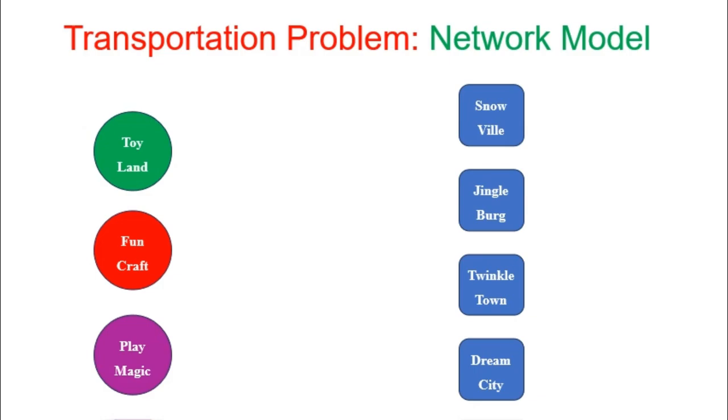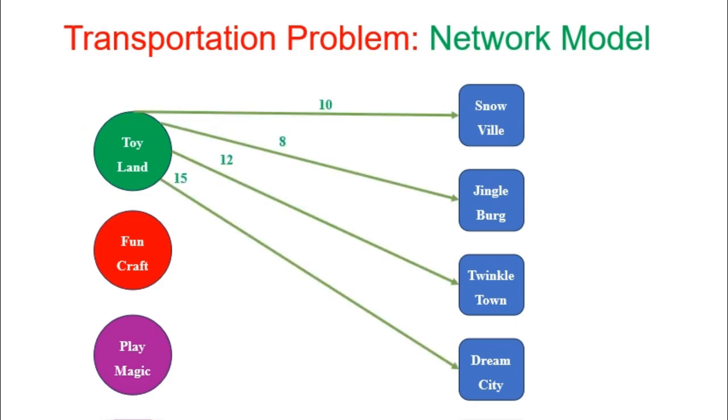So this is the network model. You can see how many cities we have. We have four cities and we have three workshops. Snow Village, Jingleburg, Twinkletown, and Dream City are your four cities on the right, and we have three workshops, that is Toyland, Funcraft, and Play Magic, on the left. These are your workshops, and the lines that you are seeing over here are basically the routes, that is, from Toyland to Snow Village, Toyland to Jingleburg, Toyland to Twinkletown, and Toyland to Dream City.